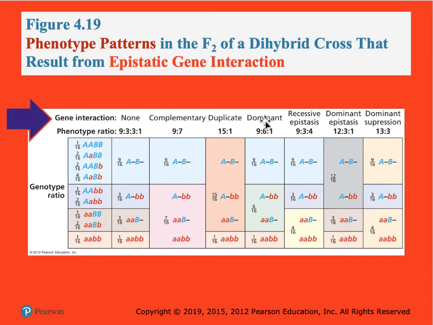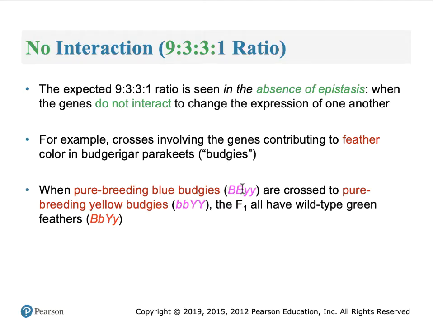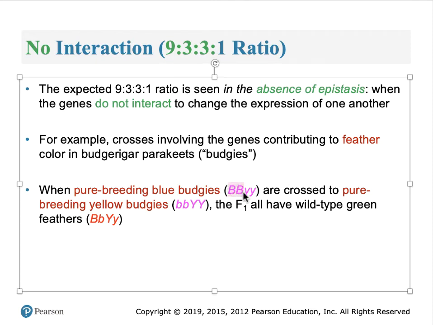Then we have six alternative ratios that can materialize when you have epistatic interactions. We're going to look at each one of these over the next few slides. Consider this example with budgerigars. We're going to study 2 traits, 2 characteristics controlled by 2 genes, the B gene and the Y gene.